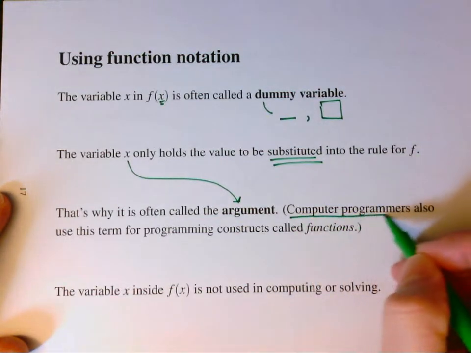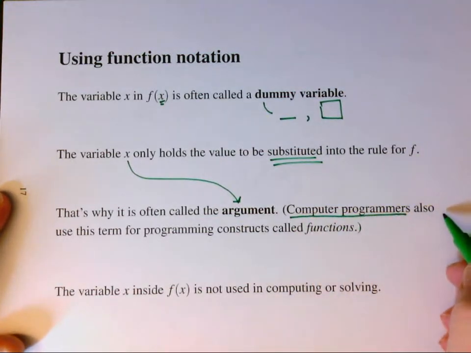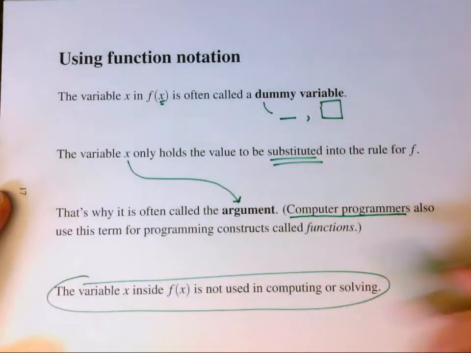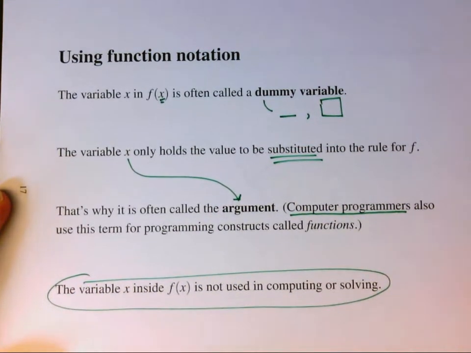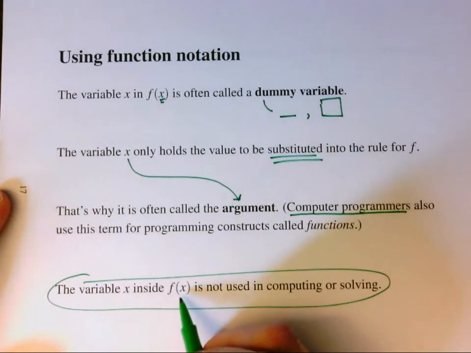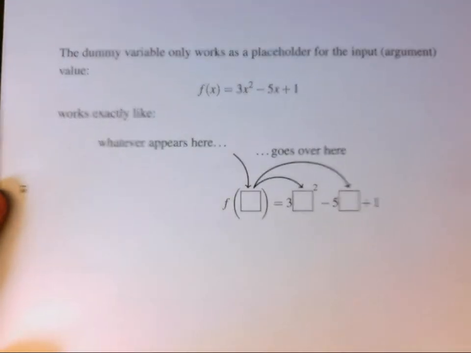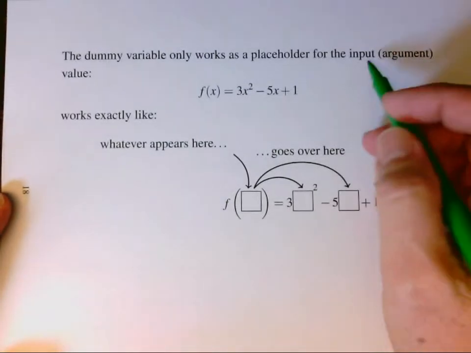This whole idea of function was part of what built the field of computer science. A lot of programming languages are built around the mathematical concept of function. So as we've seen before, the parentheses don't mean multiply. You're not trying to solve for a variable or anything with this x. All you're doing is trying to get input substituted into the correct place. So it's a placeholder.